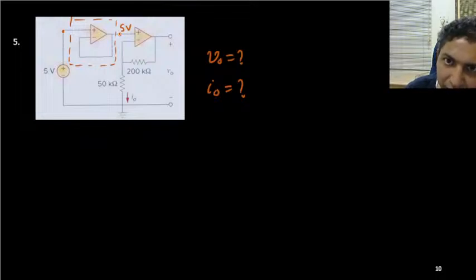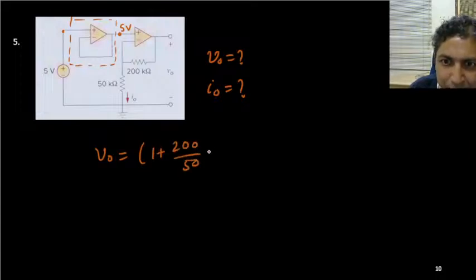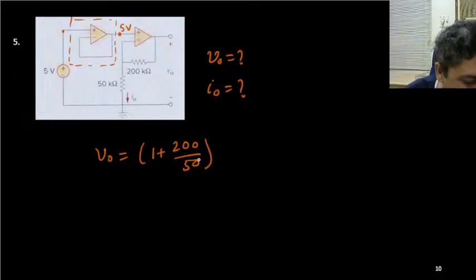is connected to the non-inverting terminal, and there is a feedback circuit in the negative terminal. So it's a negative feedback. Be careful here, the circuit is drawn in the opposite way. So the circuit is perfectly stable. This is your RF and this is your R1. So what is the gain? V0 will be simply the non-inverting gain, 1 plus 200 by 50, RF by R1. This is your gain.